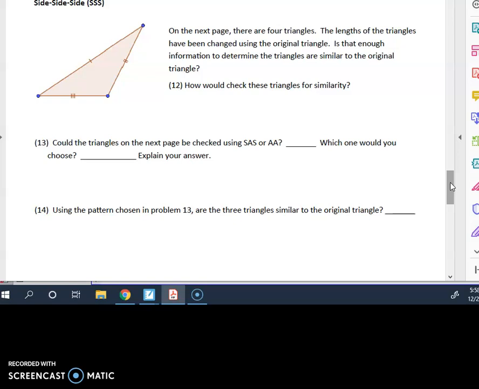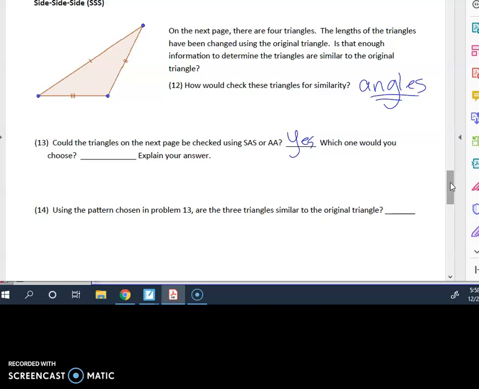So how would you check to see if the triangles are similar? And the answer is angles. We need to check the angles. And that's why I'm asking the second question, 13. Could you check the triangle on the next page using side angle side or angle angle? And the answer is yes. Because if we're going to accept that first pattern we looked at, if the triangles have a pattern of side angle side and they have shared side ratios, then the triangles are copies of each other or dilated copies of each other.